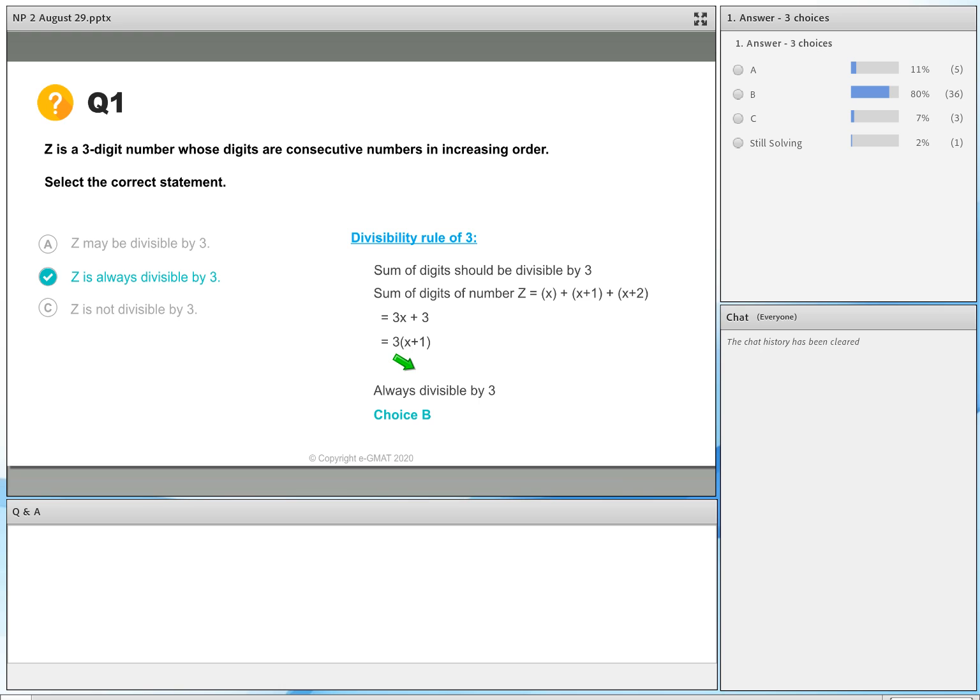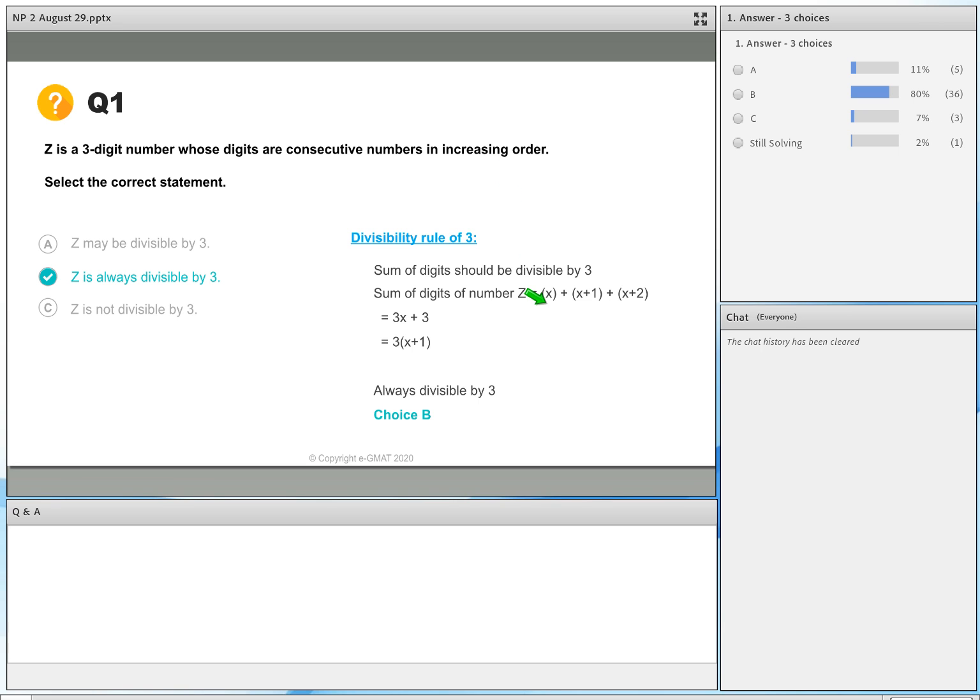So then the 18% of us, or let me just say 20%, because there were some who stayed in still solving, you have conceptual gaps here. So your gap is about how to check divisibility of any number by 3. Keep making notes. This is the first place I've told you something you have to work on. By the end of the session, you should all have a list, a proper list of what to work on. Now, if Z is a 3-digit number whose digits are consecutive numbers in increasing order, then what are the digits going to be?